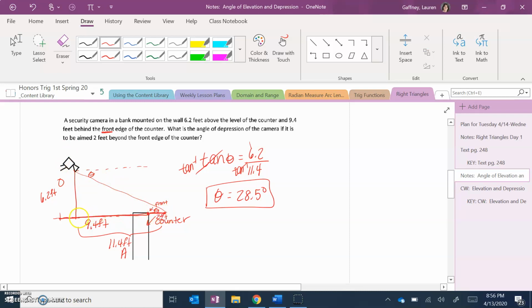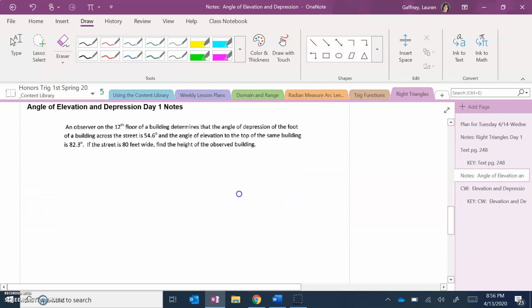Okay, so that's the 2 feet. So this whole edge is actually the 11.4. The angle of depression always comes from this fake horizontal and is in here, which because of alternate interior angles with parallel lines would be the same as your angle of elevation down here. All right, one more.